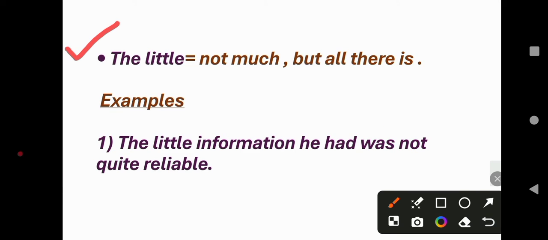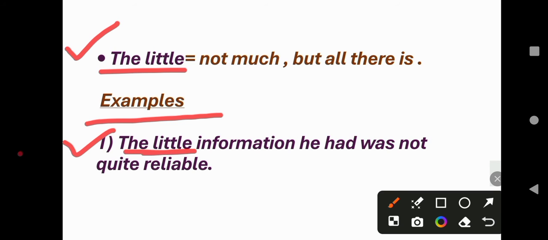The next one is when we say the phrase "the little," which means not much but all there is. This phrase implies that we are referring to a small amount, but it's the entire amount that exists or is available. So let's look at the example. The little information he had was not quite reliable. In this sentence, the little implies that a person does not have much information, but the information he does have is unreliable. The phrase "the little" refers to the entire amount of information he has, which is limited.